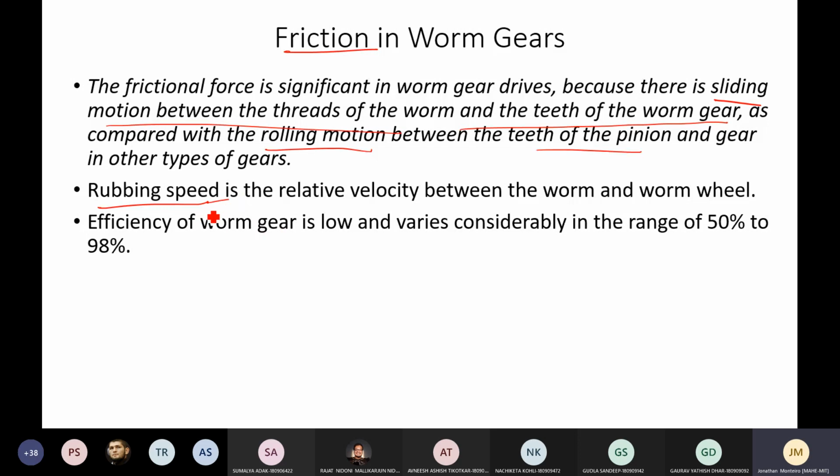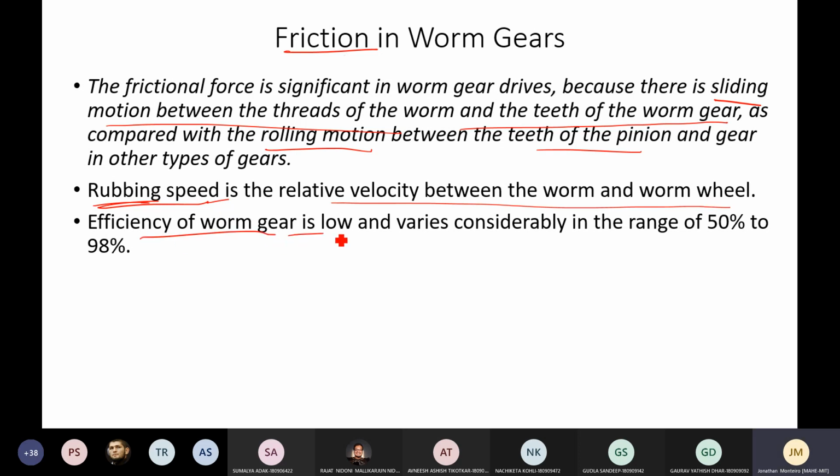Very obvious, rubbing speed. What do you mean by rubbing speed? That is the relative velocity between the worm and the worm wheel. Wherever the worm rubs the worm wheel, there is a relative speed. Relatively, we can say that the worm wheel teeth are quite stationary when compared to the worm itself, and obviously there will be a relative velocity between these two, so that refers to the rubbing speed.